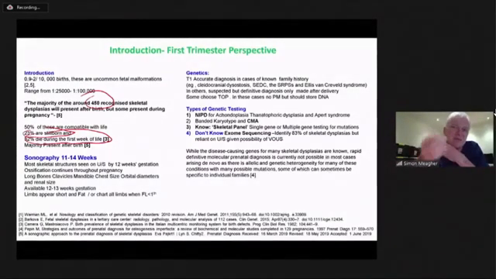So you would say to me, Simon, listen, what is the point in trying to screen in the first trimester for skeletal anomalies? Because you can't really see the skeleton. And I'd say, well, actually, you can.